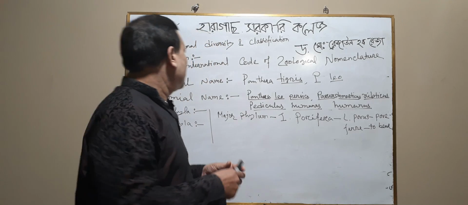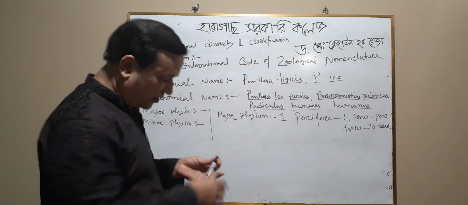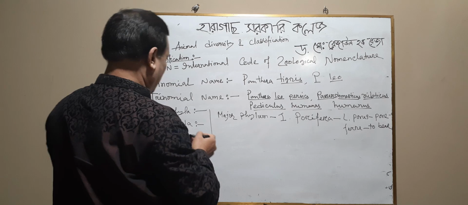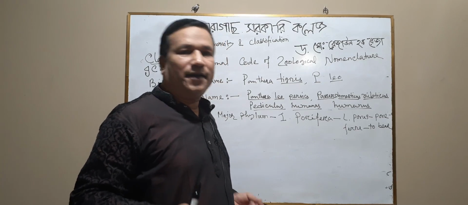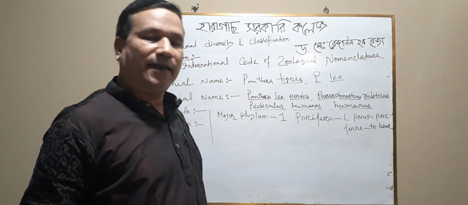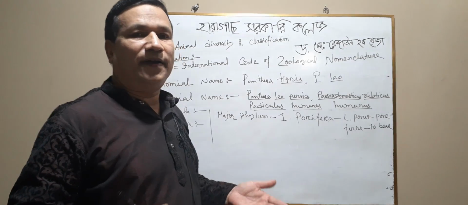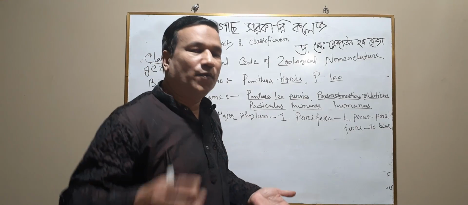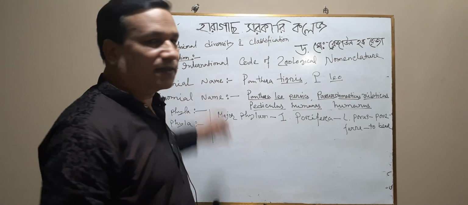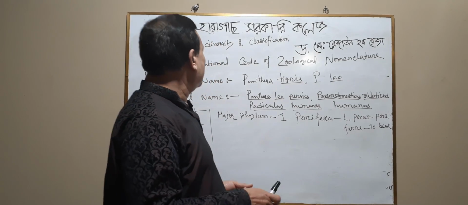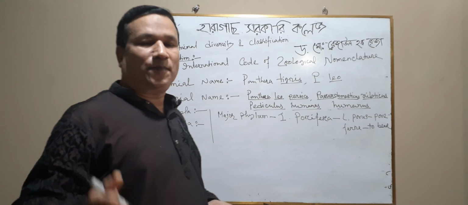Firstly, we see what is the definition of classification. According to Simpson, 1961, classification is an ordering of organisms into groups. That is, classification is categorizing organisms into different units or groups based upon their similarities and dissimilarities. Swedish naturalist Carolus Linnaeus is the father of taxonomy, the father of classification.